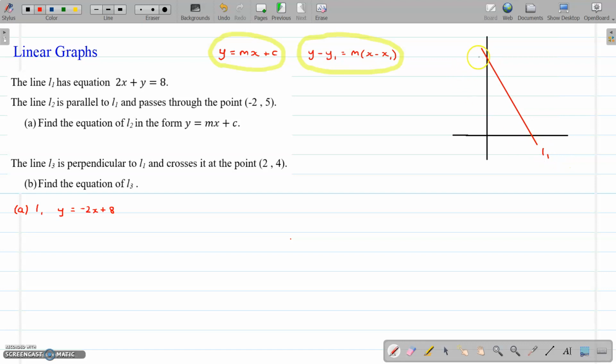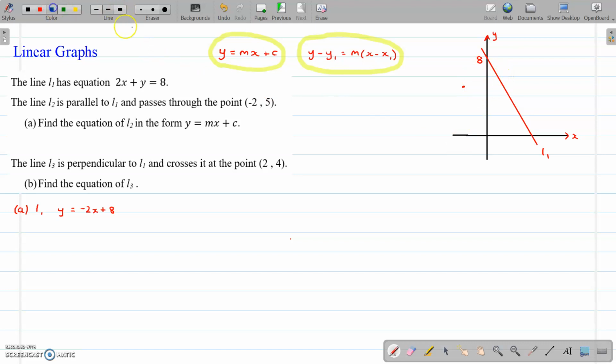And it's crossing here at 8. This is the y-axis and x here. This is just to help visualize what's going on. Now we have a line parallel to this that goes through the point negative 2, 5. On my scale, this is 4, so 5 is about here, negative 2 is about here. So we're looking for a line that goes through this point here, and it's parallel to this one.